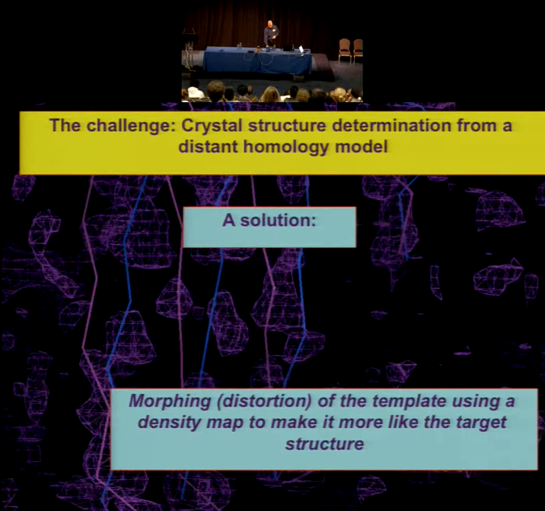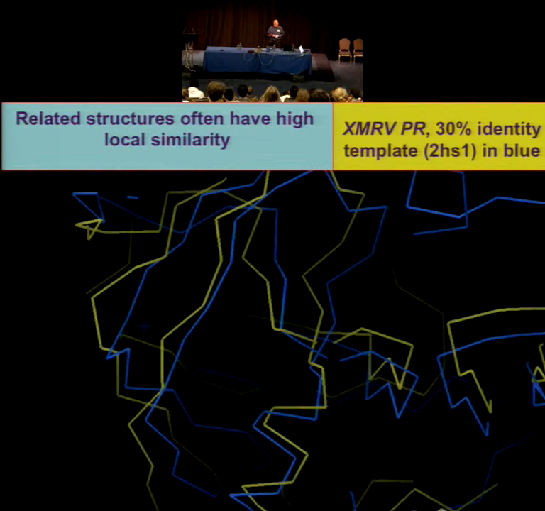Let me justify that idea a little bit. Here's a picture of two structures. One is the structure of XMRV protease, which has an identity of about 30% to the template that was used to solve this structure. If you ask what the overall RMSD between these two models is, it's fairly large. So on a gross scale, these are relatively different molecules, and the template is not a very good start for rebuilding this model. This is one of the structures that Frank described, that the authors were unable to solve because the template was too different. One solution was to use molecular replacement and Rosetta after that, and I'll show you another solution here.